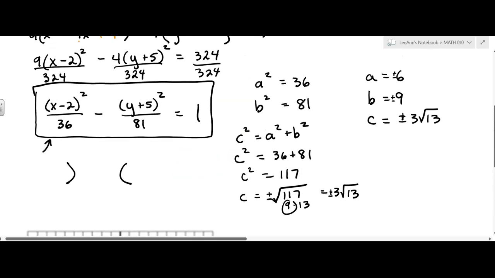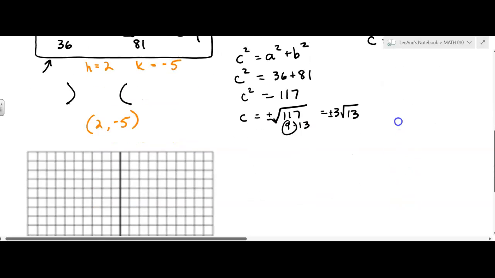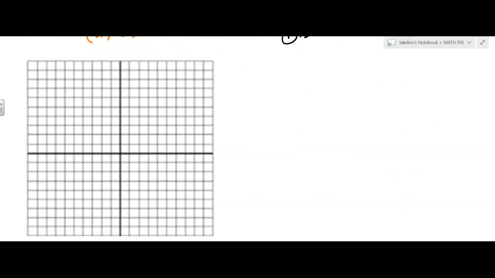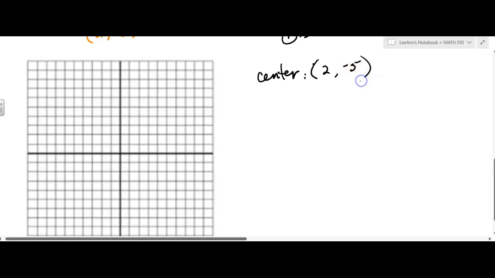Okay, so from here we know that H is 2 and K is -5. So the center is at 2, -5. And that was one of the things they want us to know, the center. Okay, so the center is at 2, -5. Now let's graph the center.